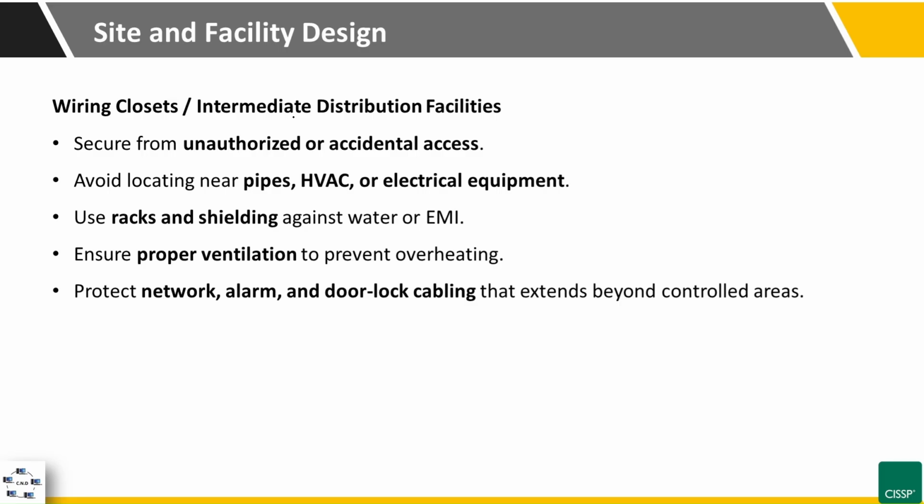Wiring closets and intermediate distribution facilities. You should secure the wiring closets and intermediate distribution facilities from unauthorized or accidental access. Avoid locating them near pipes, HVAC, or electrical equipment. Use racks and shielding against water and electromagnetic interference. Ensure proper ventilation to prevent overheating of the equipment, and protect network, alarm, and door lock cabling that extends beyond controlled areas.